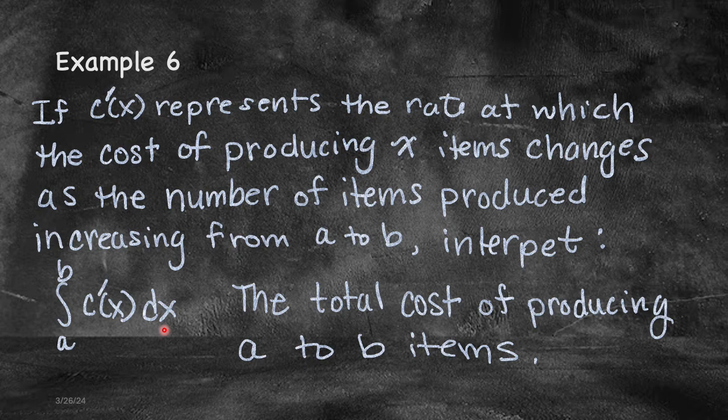If we find the antiderivative of the derivative of the revenue or the marginal revenue over a certain interval, that would mean the total revenue of producing and selling from A to B items. So from, say, 100 to 200 items, when you sell and make from 100 to 200 items, it would give you that total revenue.